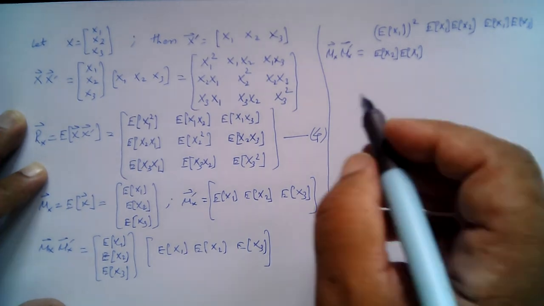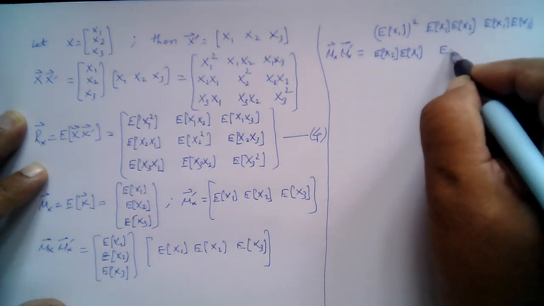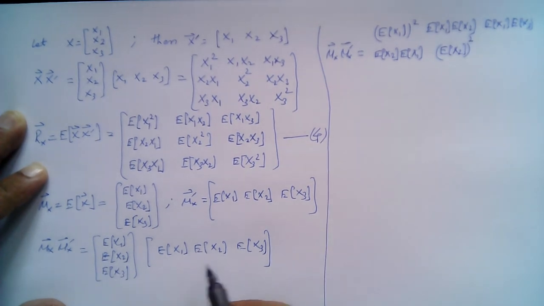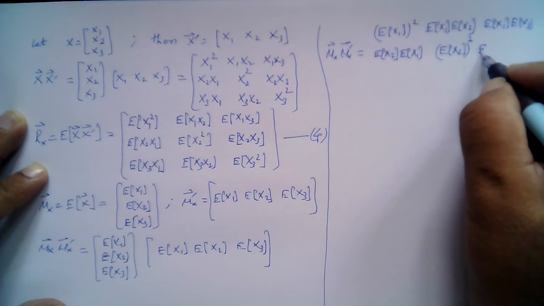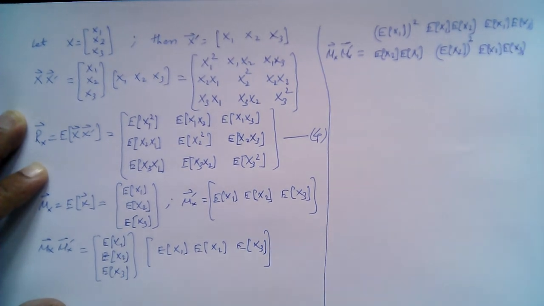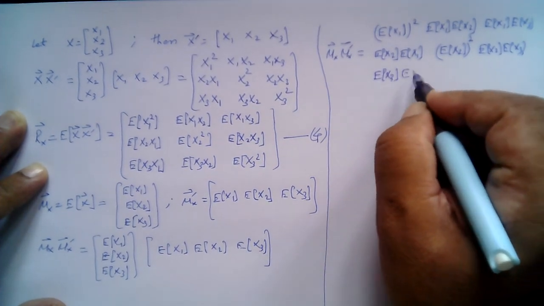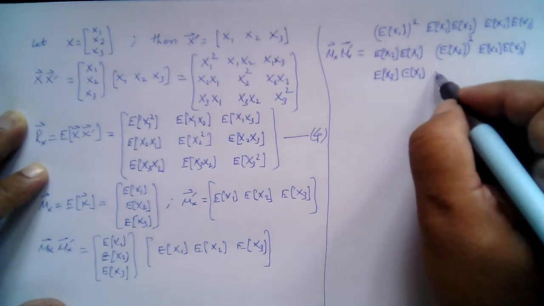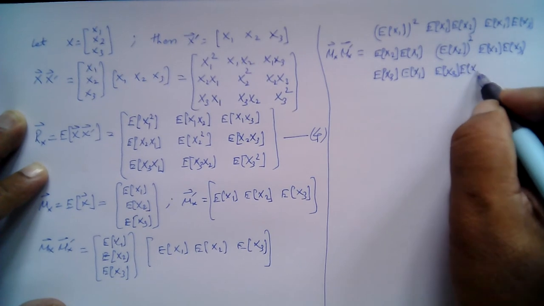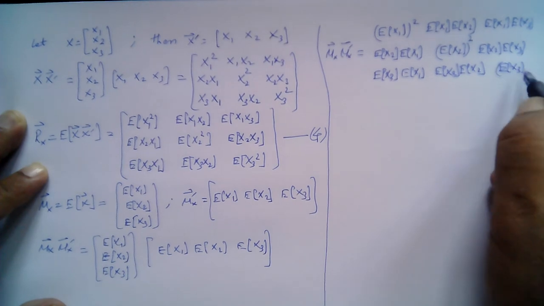And next, we have the expected value of x2 multiplied by the expected value of x2, so that will be the square of the expected value of x2. And next, the expected value of x2 multiplied by the expected value of x3. And likewise, the expected value of x3 multiplied by the expected value of x1, the expected value of x3 multiplied by the expected value of x2, and then the square of the expected value of x3 here.